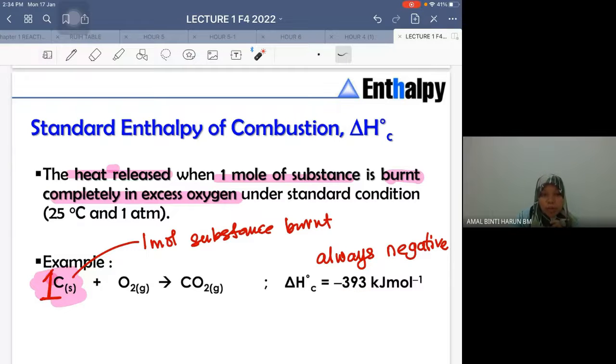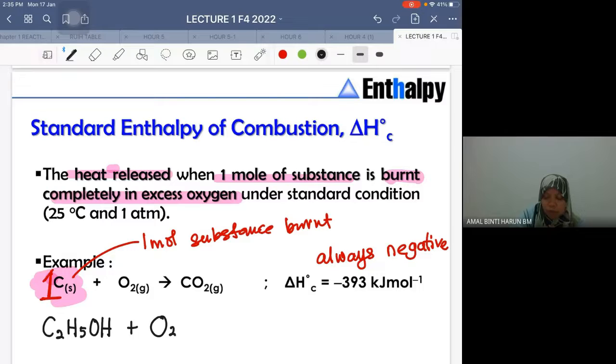Okey, saya bagi contoh yang lain pula. Let's say kita nak bakar apa? Kita bakar ethanol, alkohol kan, C2H5OH. Okey, ni ethanol. So dia terbakar dalam oksigen. So dia hasilkan, okey, setiap pembakaran organic compound dia akan hasilkan carbon dioxide dan water. Okey, yang mana yang kita mesti maintain dia sebagai 1 mol? Ini yang mesti 1 mol.